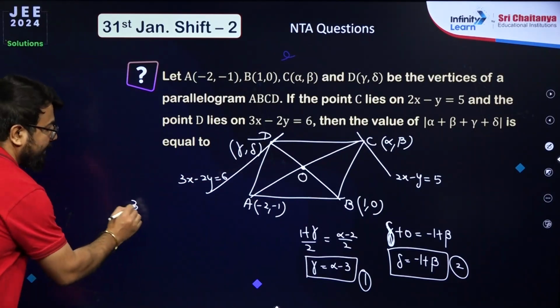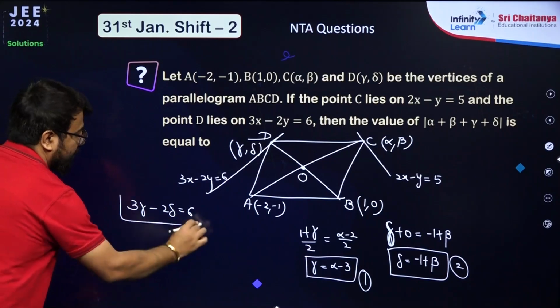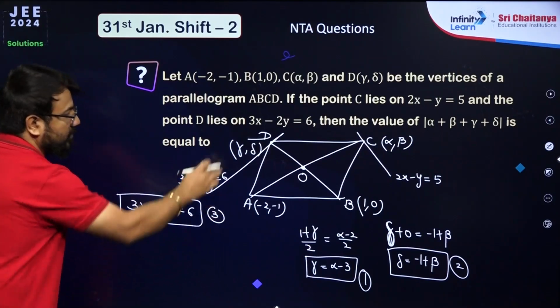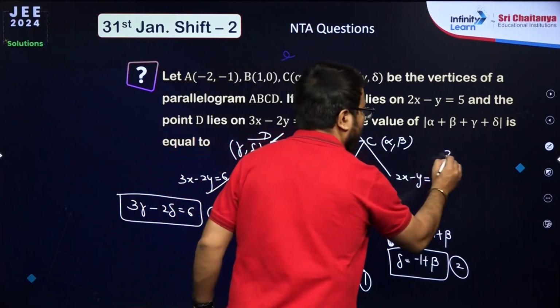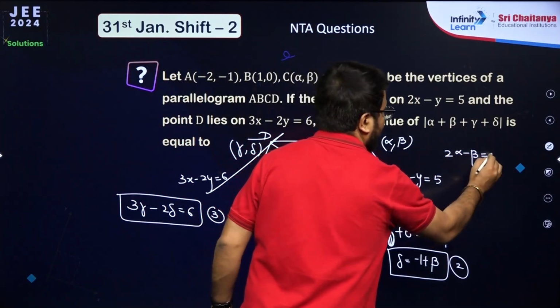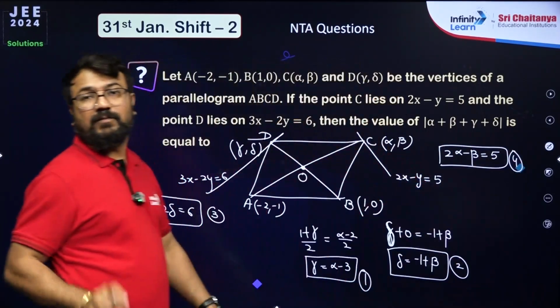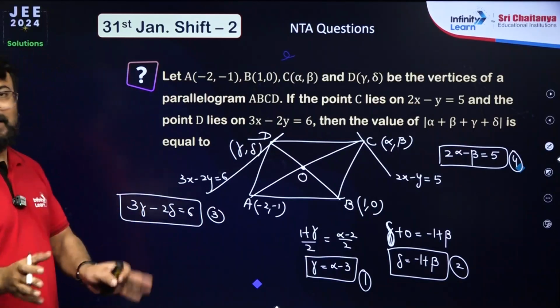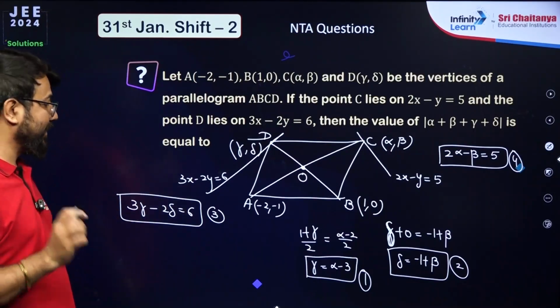Third, 3 times gamma minus 2 times delta is equal to 6. This is the third relationship, because this point will satisfy this equation. And 2 alpha minus beta is equal to 5 is the fourth. There are 4 variables and 4 equations. Solving these 4 equations, I will be able to get the values of alpha, beta, gamma and delta.